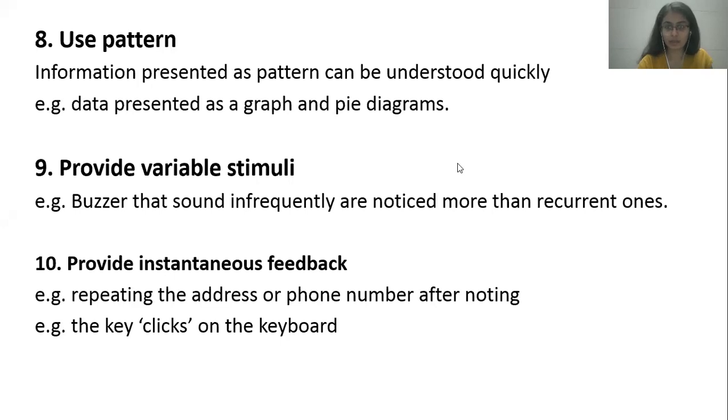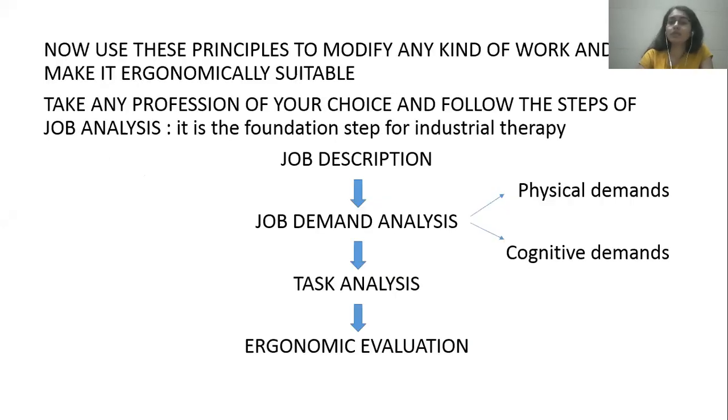So next, now you know there are 10 physical principles, 10 cognitive principles. Now you use these principles to modify any kind of work and make it ergonomically suitable for the worker. It's not supposed to be a worker only, it can be anyone. You can make work easier for your maids, your mothers, your cousins, siblings, your father who's working at home.